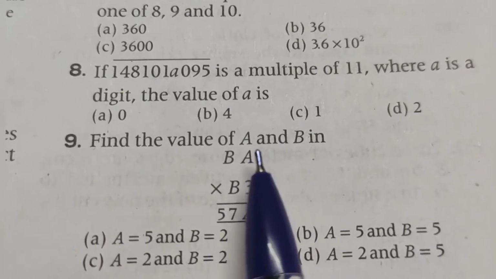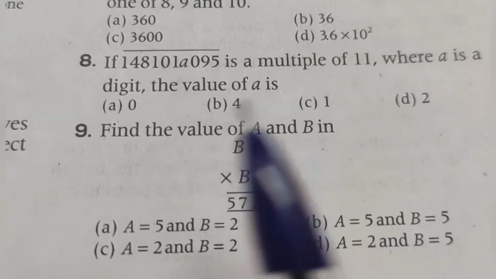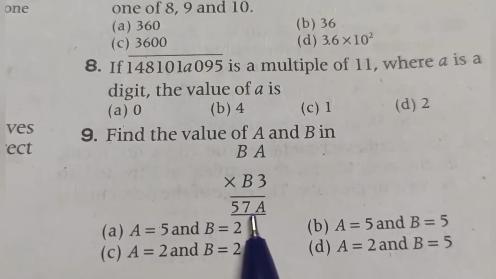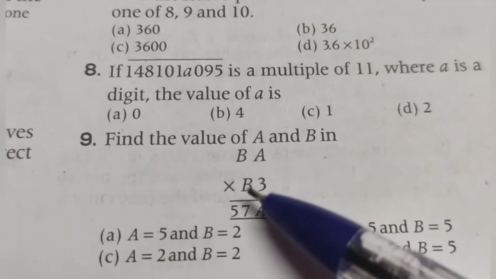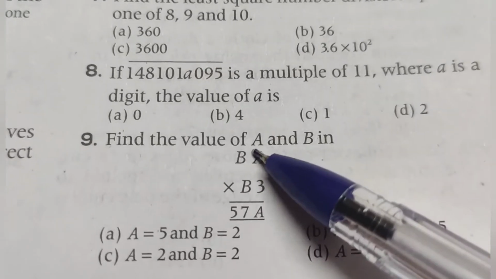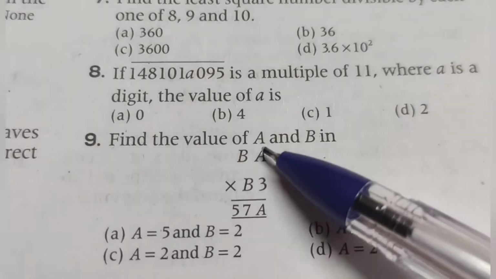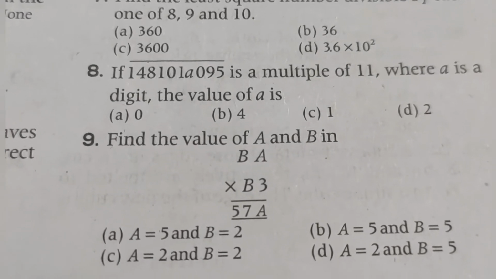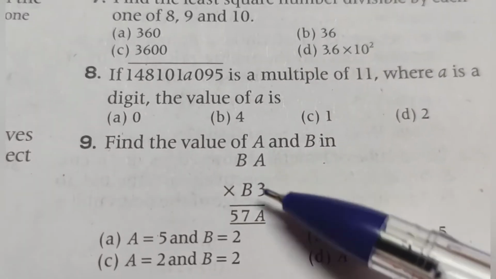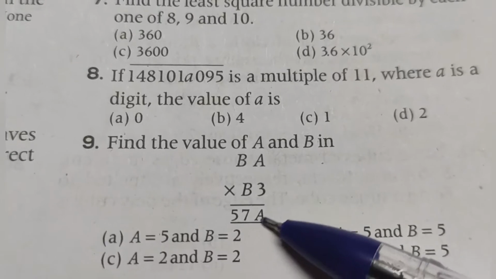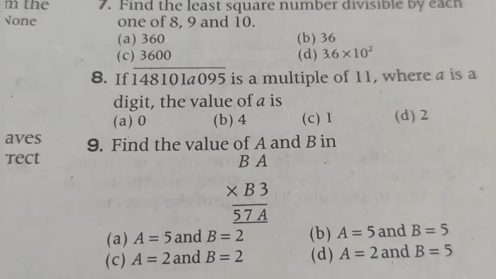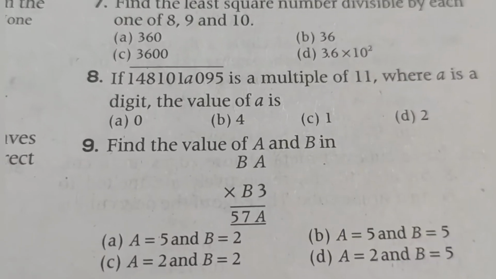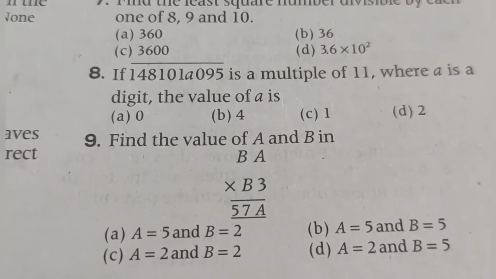Ninth one. Find the value of A and B in BA into B3 equal to 57A. Which means you put a digit here, you multiply with 3 and the same digit you get here. So using common sense, 5 3s are 15, where you put 5 and carry 1. So you put 5, you get 5. So A is absolutely 5, no doubt in that.